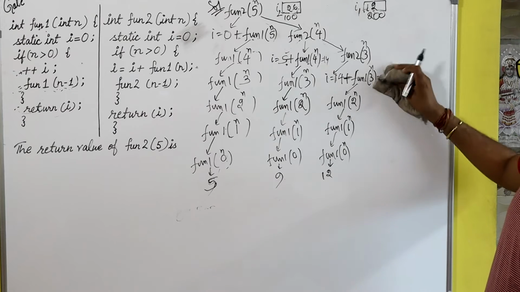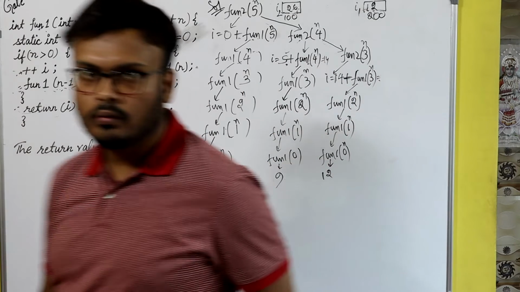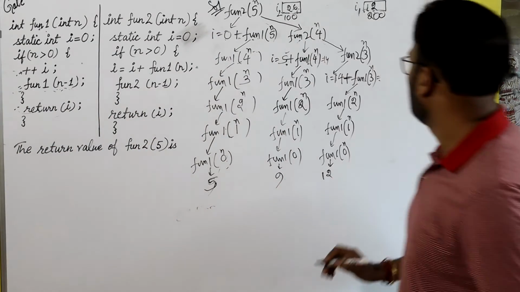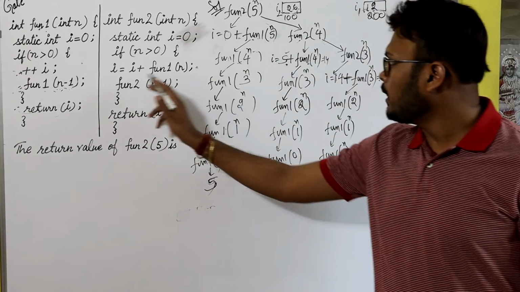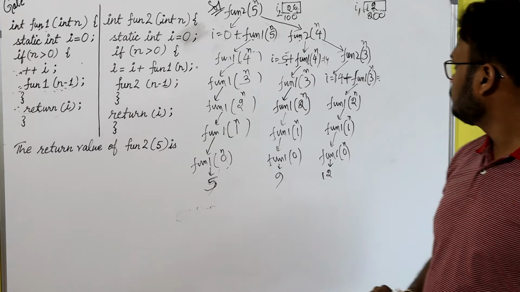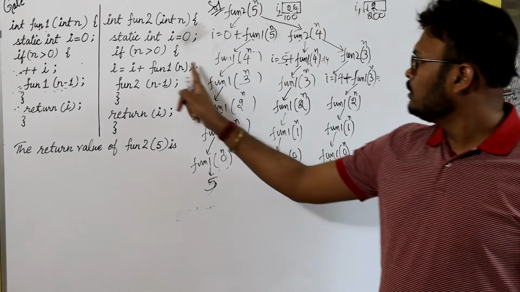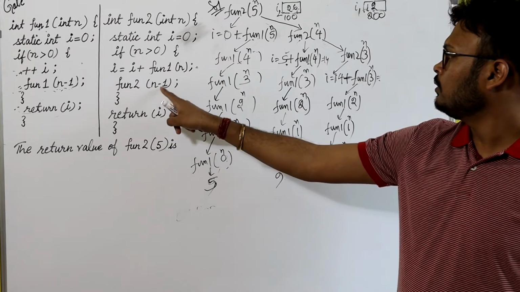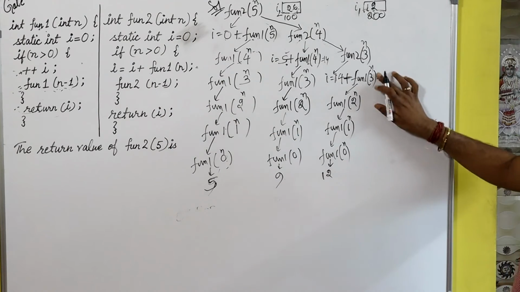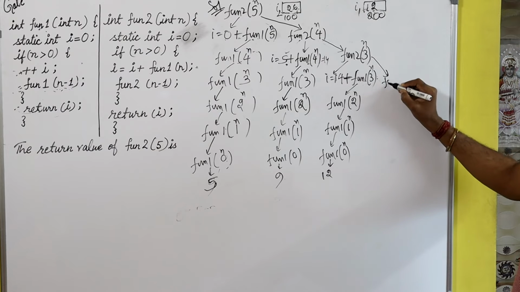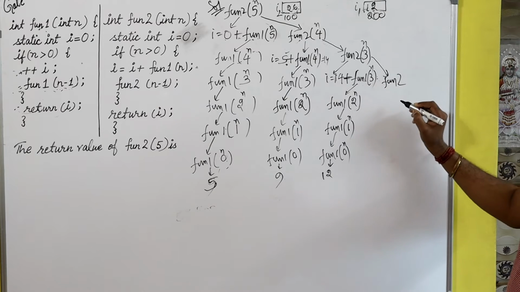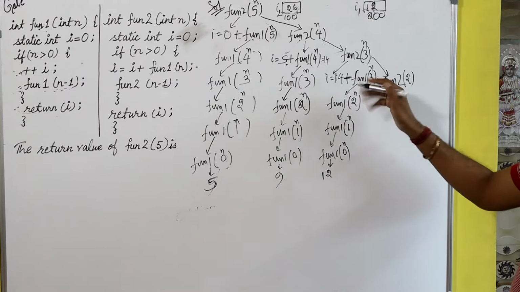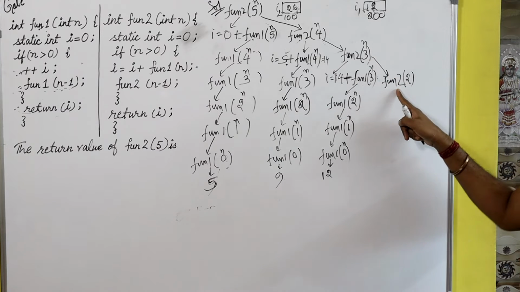Now let me drop this. Just wait. So now you see this part is over. Fine. This statement has been successfully executed. So now fun2 will call this function fun2 of n minus 1. So now fun2 of n minus 1, that is 2. So now fun2 of 3 is calling fun2 of 2.